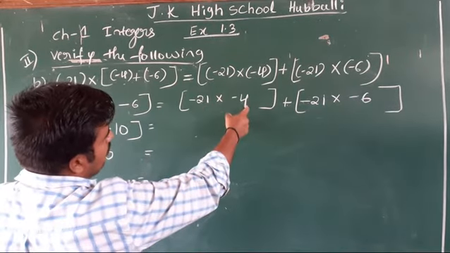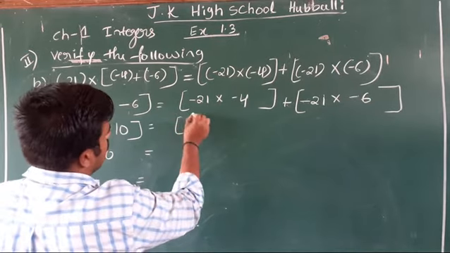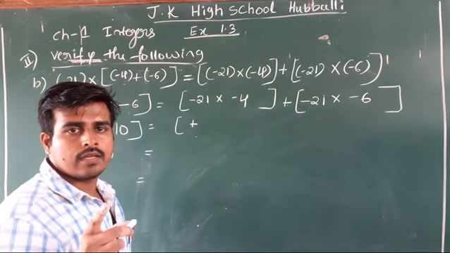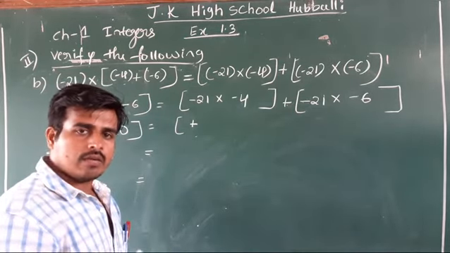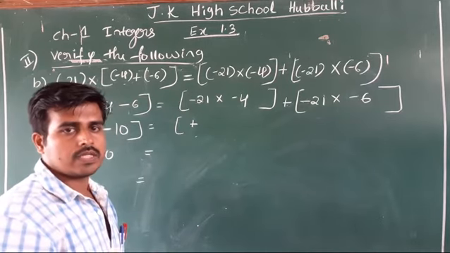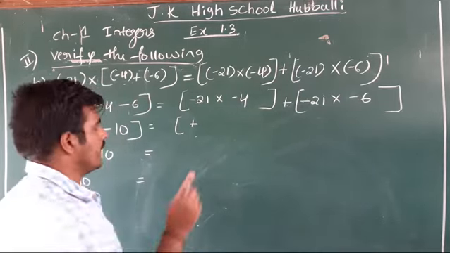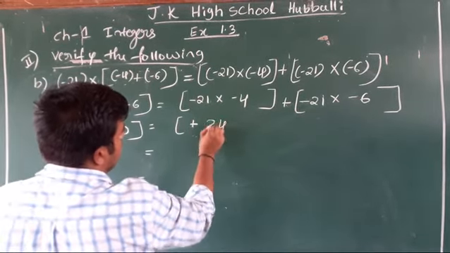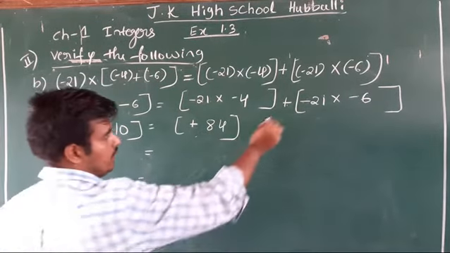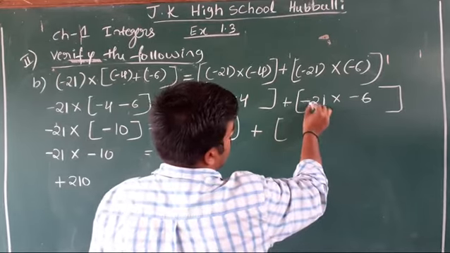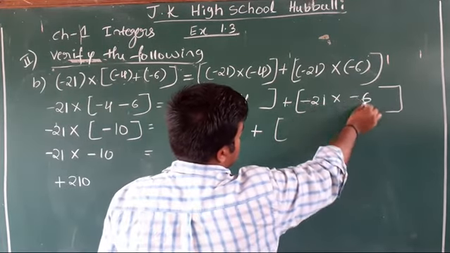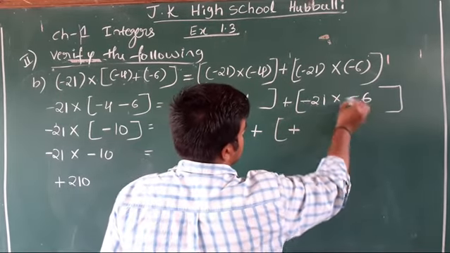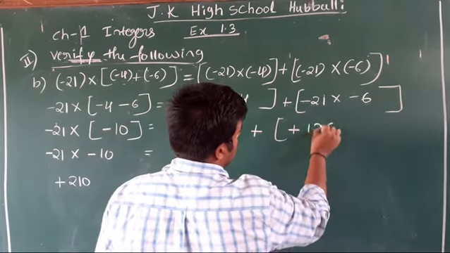In between minus 21 and minus 4, into is there. Multiplication rules now. Minus into minus will give you plus. If you multiply the same signs, you will always get a plus, whether it is minus or plus. Minus into minus will give you plus. Plus into plus will give you plus. If you multiply different signs, you will get a minus. 21 4s are 84. Close this. Plus as it is. Now between minus 21 and minus 6, into is there. Multiplication rules: minus into minus, plus. 21 6s are 126.